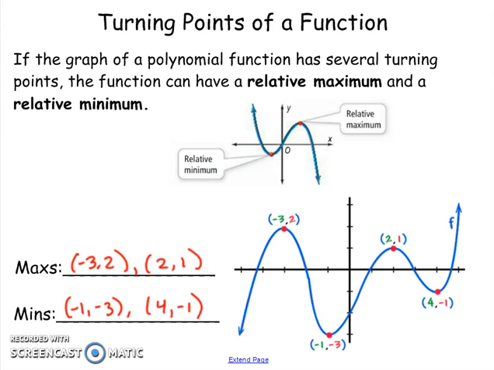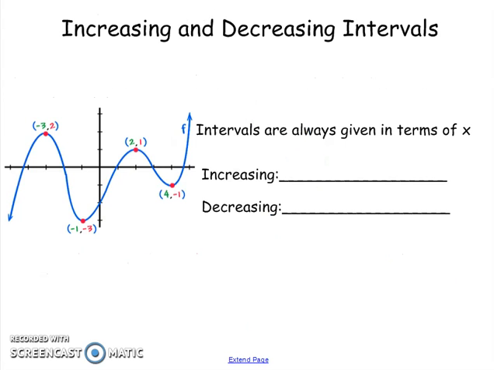Okay, with this comes increasing and decreasing intervals. Intervals are always given in terms of x. If you were to draw this from left to right, you want to follow the shape of the graph. Where it's going up, it's increasing, and where it's going down, it's decreasing.